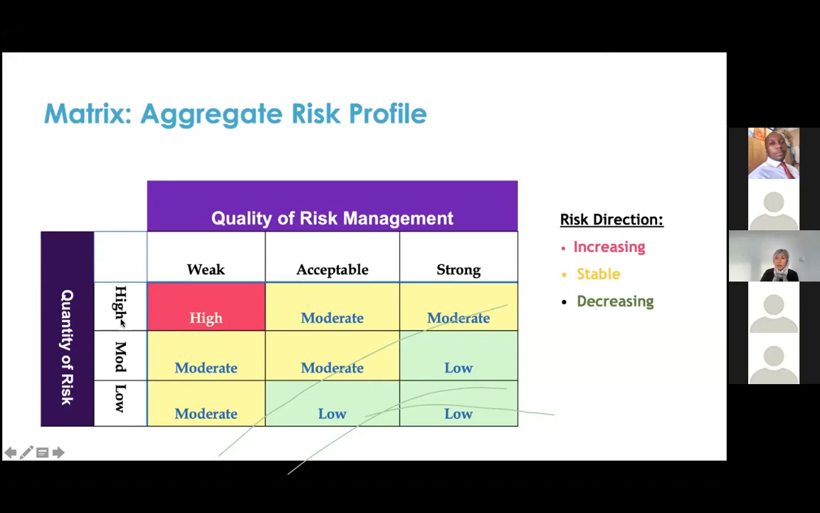Because your policy is wrong and, let's say, your loan officers aren't trained and they don't know what they're doing. They're not good loan officers. They're making bad loans. The quantity of risk is very high. And your quality of risk management is weak because you have not trained the loan officers, and the policies are not updated. So that would mean it's a high risk for the institution. Hopefully I answered that question for you.